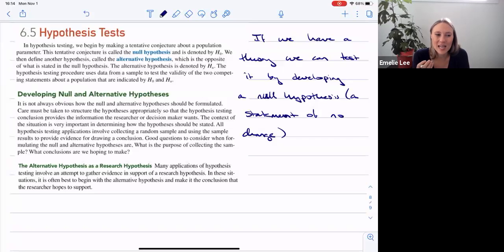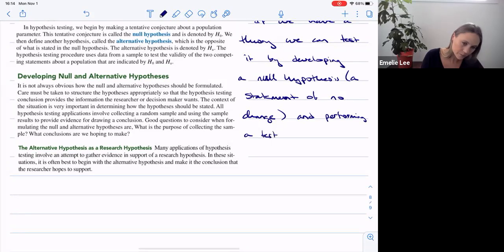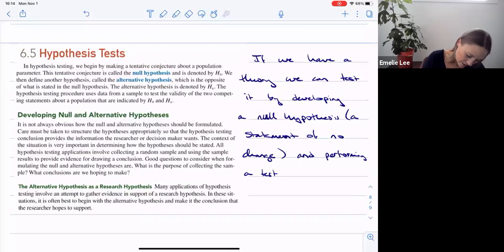And conduct testing, assuming the null hypothesis is true. And then if we find evidence against that, then we go to the alternative hypothesis. So we can test it by developing a null hypothesis, a statement of no change, and performing a test assuming H naught, which is what we call our null hypothesis here.